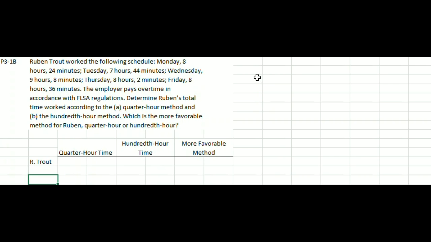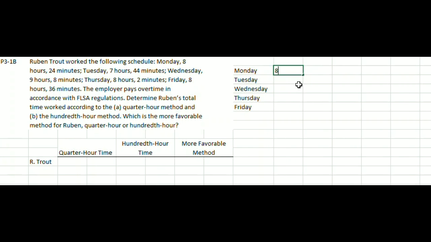So the first thing we're going to do is come over to the side and set up a template so that we have the days of the week so we can enter the time. We have Monday, Tuesday. Excel has a wonderful little tool that if you highlight the 2 days of the week and drag down, it will fill in the remaining days of the week. We're going to do the quarter hour first.